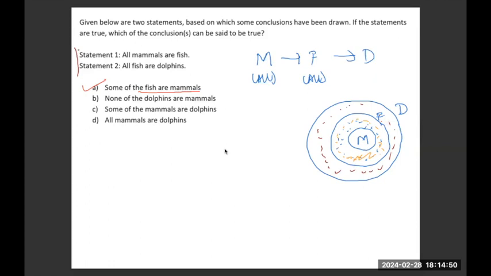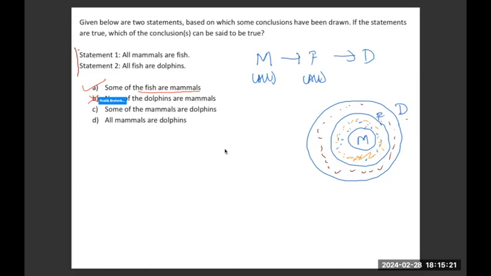None of the dolphins are mammals. If you observe the concentric circles, the way they are placed, there will be some dolphins who are mammals. It's not that none of the dolphins are mammals, it is that some dolphins are mammals. So B is wrong.